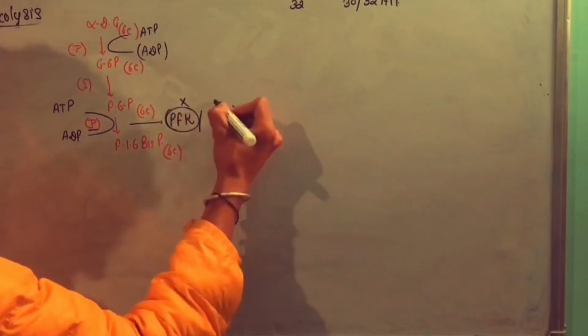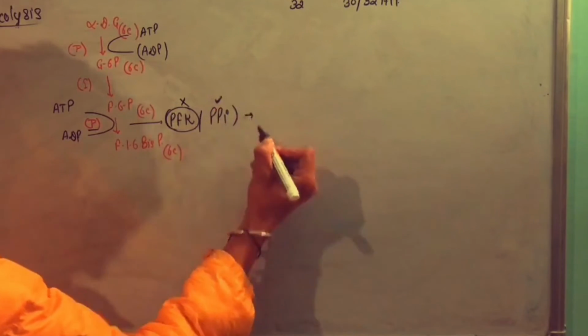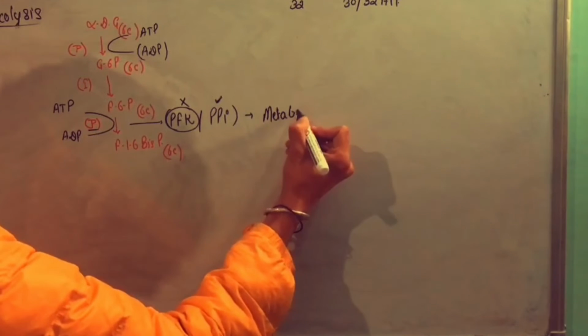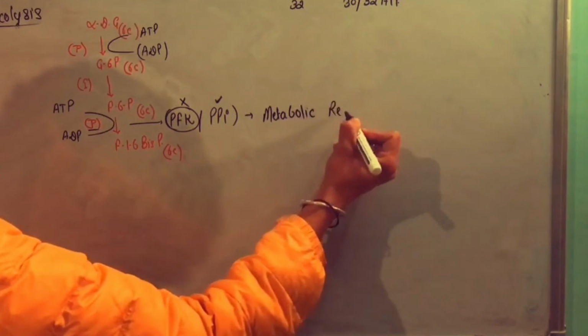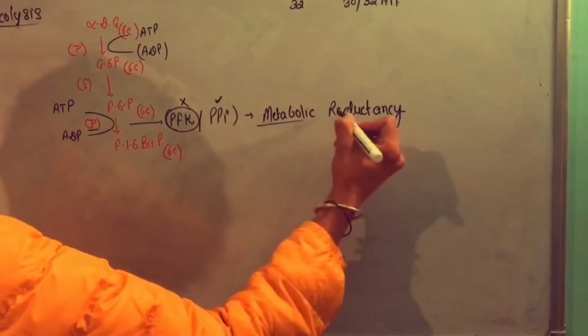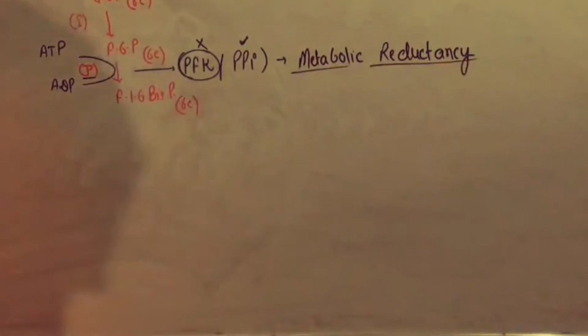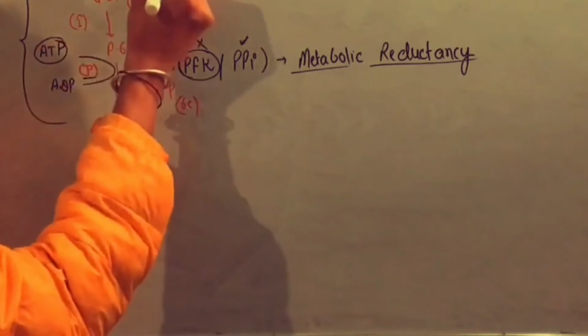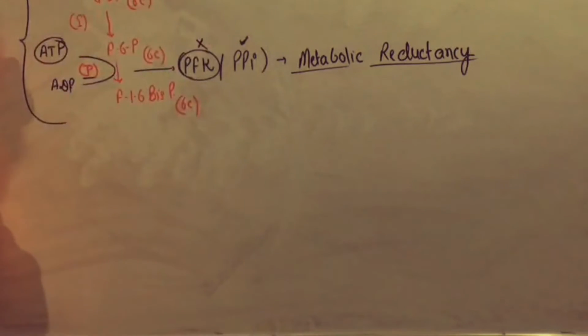If somehow this phosphofructokinase is defective, PPi serves as the phosphate donor. This type of alternate pathway in plants is called metabolic redundancy. Like, if phosphofructokinase is defective, PPi takes its role. During this process, 2 molecules of ATP are consumed, and this phase is known as the preparatory phase.